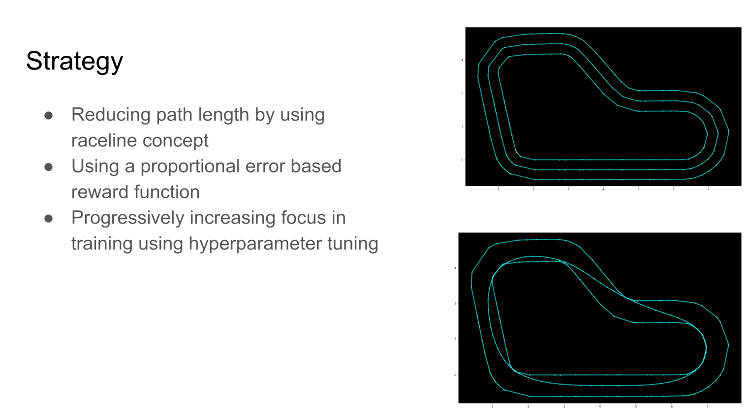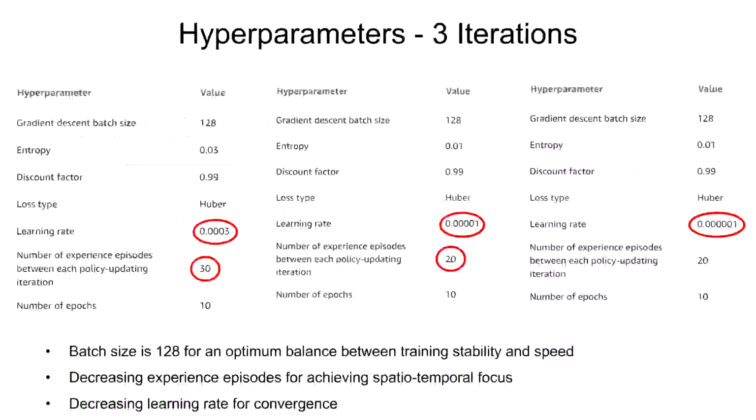I have used a proportional error-based reward function, which simplifies the reward function and is very powerful to model the whole track. I capitalized on hyperparameter tuning by progressively increasing the focus of the DeepRacer during the different training cycles. Here's a glimpse of the 3 different iterations of hyperparameter configurations.